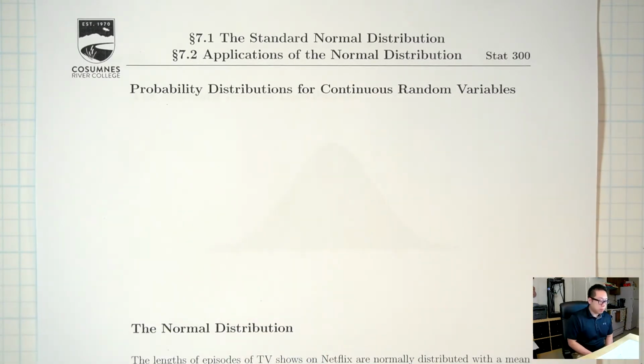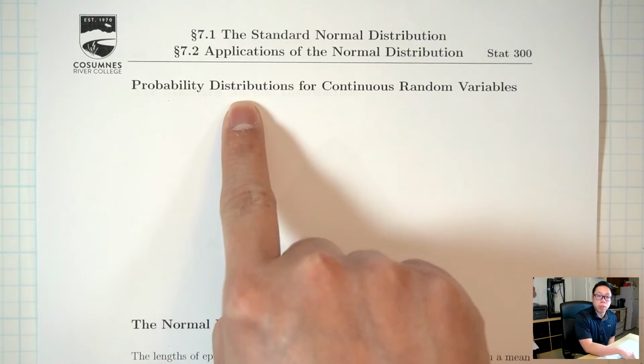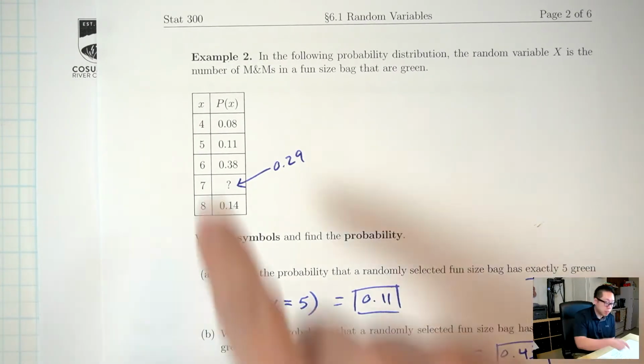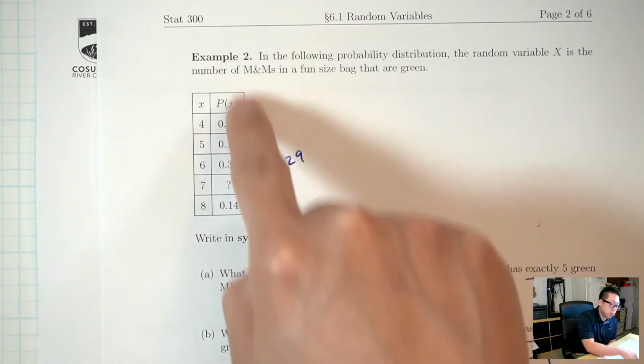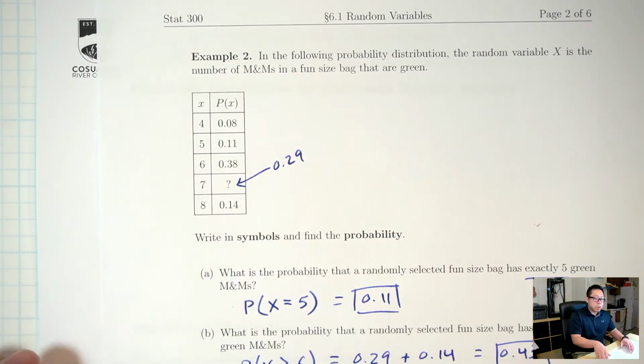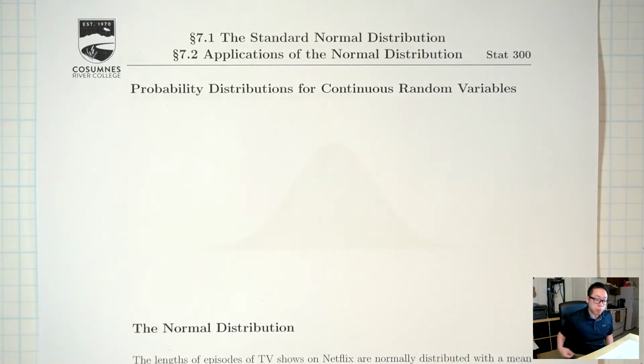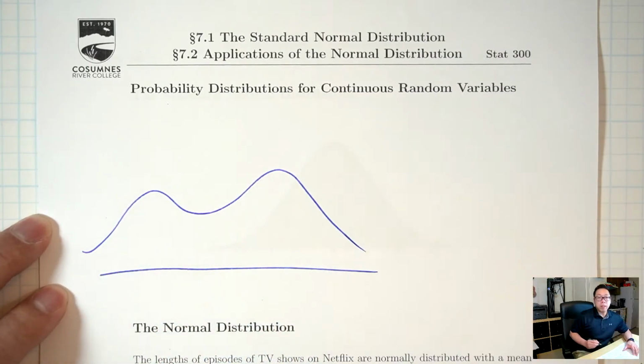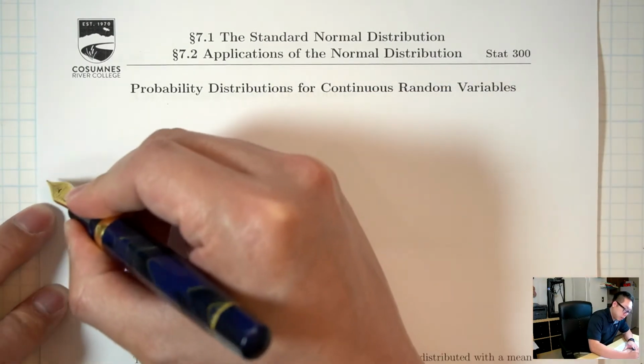In Chapter 6, when we talk about distributions for discrete random variables, they were tables. Right? They were tables that listed all the possible values of x along with their probabilities. Because we're now talking about continuous random variables where the possible values can be any decimal, you can't just list out all decimals. There are just too many. So instead of using tables, distributions for continuous random variables are going to be curves. And these curves are called probability density curves.